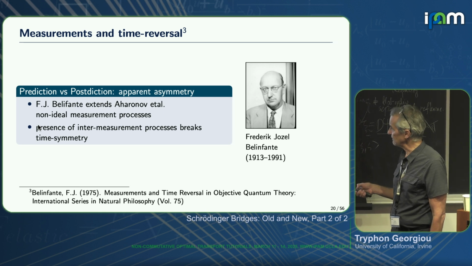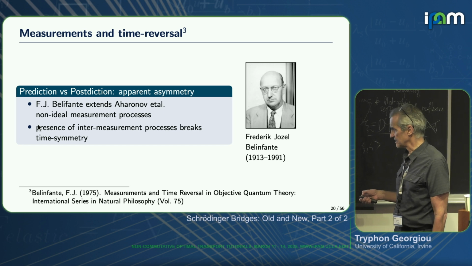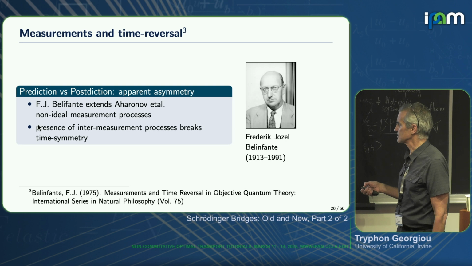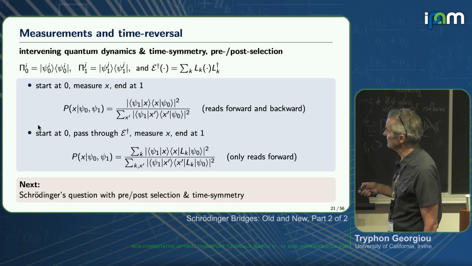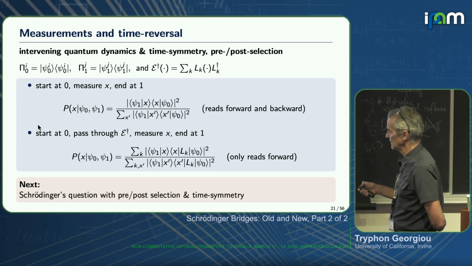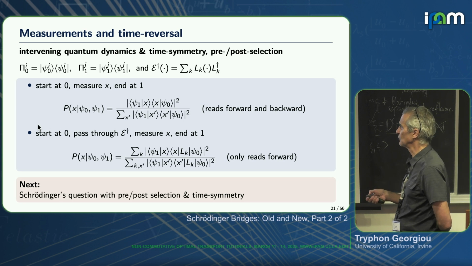Now Belifante extended the work of Aharonov and others to non-ideal measurement processes. In this setting, he thought that the presence of an intermediate measurement process breaks down the time symmetry. But we're going to see that basically this is kind of an artifact. In fact, you do have a rather symmetric picture in terms of time. So here is the setting. You have a pre-selection that starts at 0. Then you measure at some point in the middle, and then you end at 1, and you have post-selection. You may or may not have some stochastic evolution or a Kraus map connecting the various pieces of this. You're going to see another picture. It will make it more clear in the next.